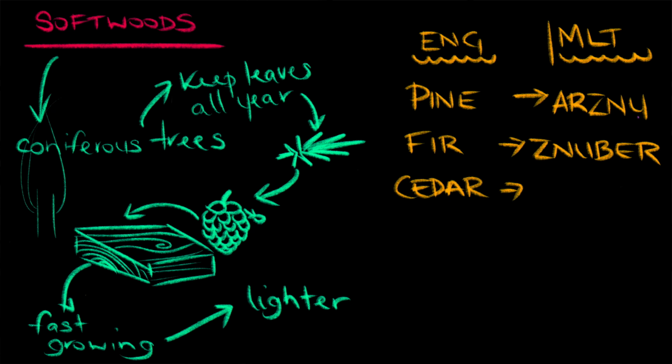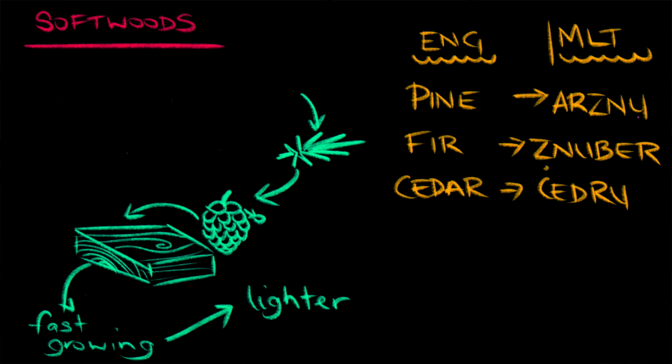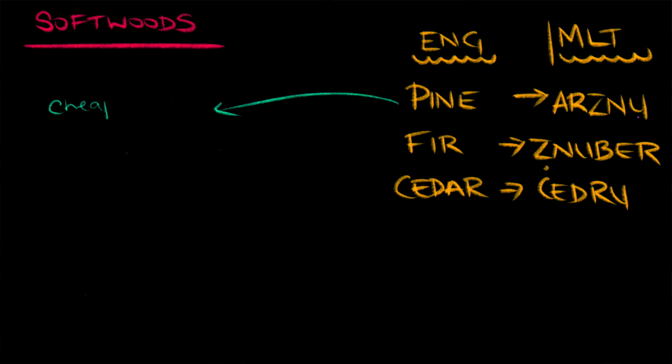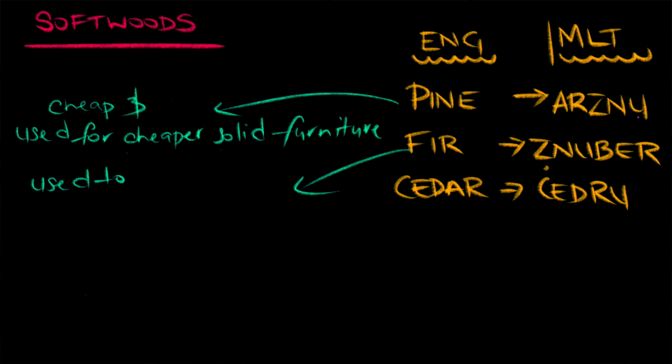Pine is frequently used for cheaper, solid furniture or other projects. Fir is commonly used in the house building trade in countries where houses are framed in wood, as it does not absorb too much moisture. Thus, it does not expand and shrink too much.